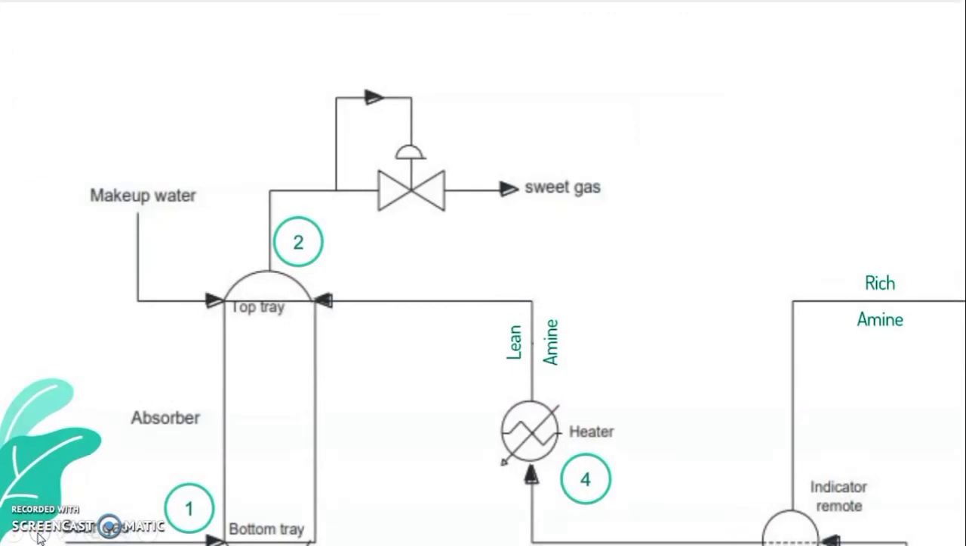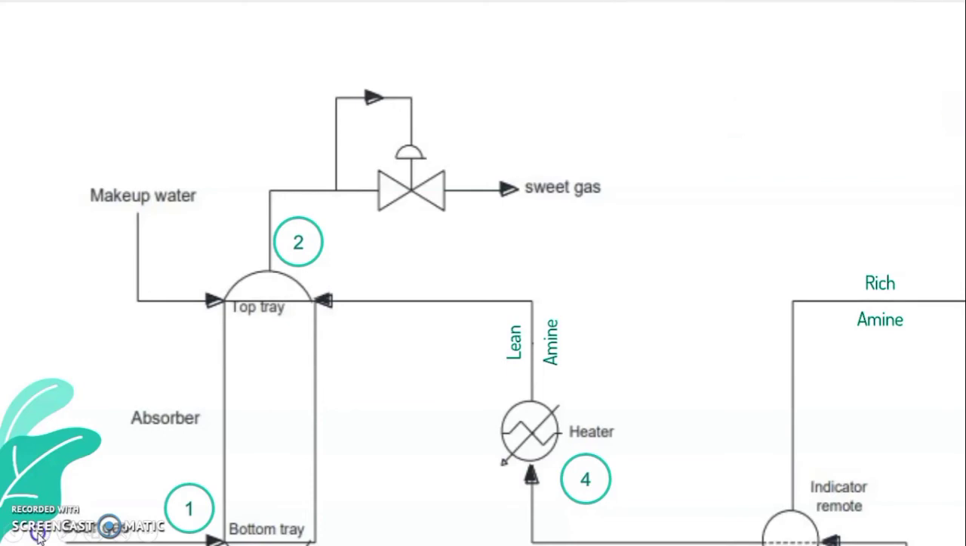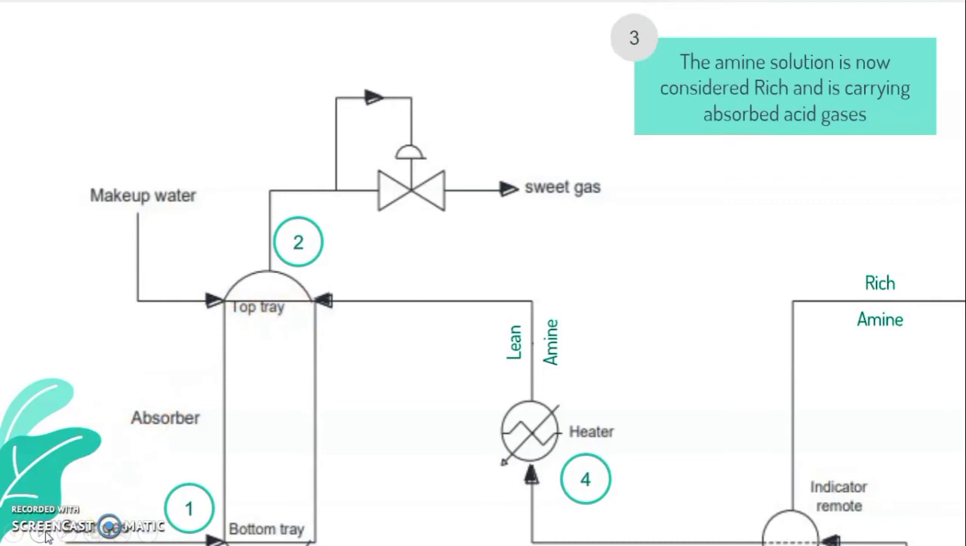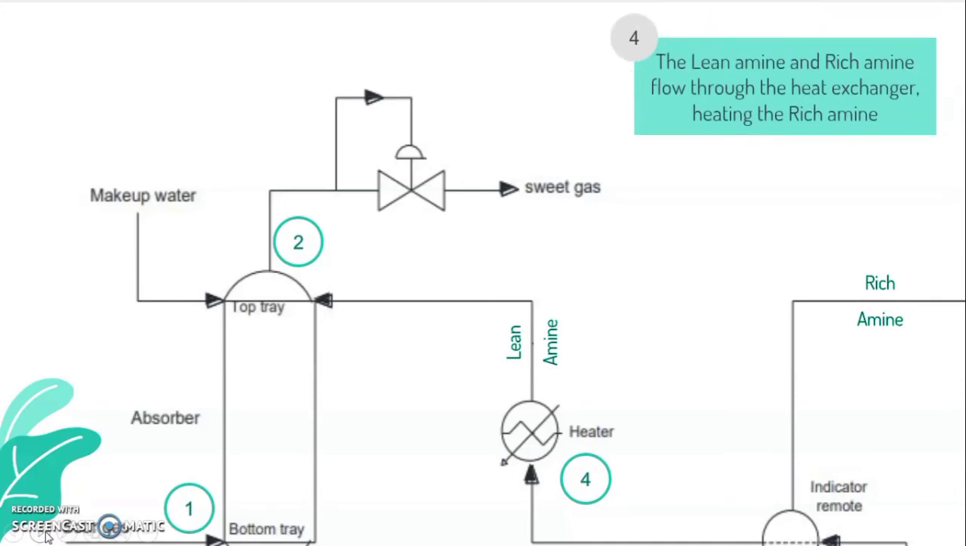First, sour gas enters the contactor tower and rises through the descending amine. Second, purified gas flows from the top of the tower. Third, the amine solution is now considered rich and is carrying absorbed acid gas. Fourth, the lean amine and rich amine flow through the heat exchanger, heating the rich amine.